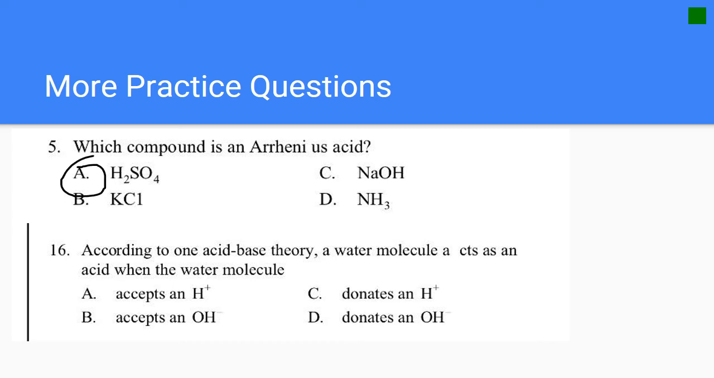Continuing on to number 16, according to one acid-base theory, a water molecule acts as an acid when the water molecule, so now they're talking about Bronsted-Lowry theory, and according to that, the acid has to act as a donator of the hydrogen ion. So this is also straight up definition, and the answer is, you guessed it, C. This is another good example of where these acronyms do come in handy. If you had remembered BAAD, bases accept, acids donate. So acids donate is our answer here.